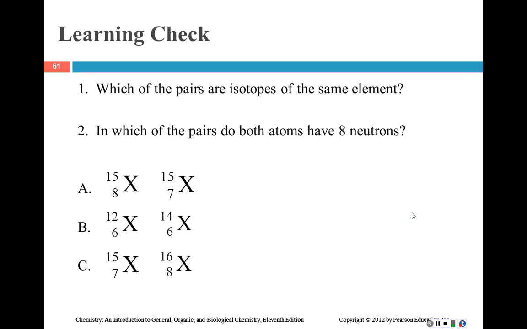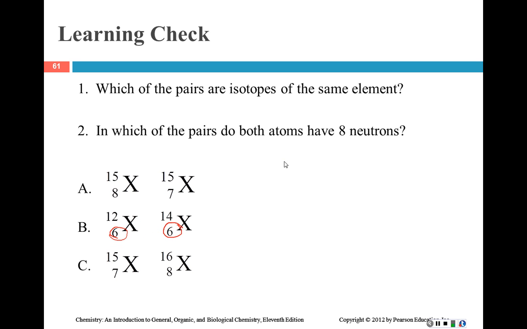Which of these pairs are isotopes of the same element? Okay, which of these pairs are the same isotopes of the same element? What's the main thing that you have to have in order for them to be the same element? I hope you're right. What is it? Well, the thing that does not change, right? They have to have the same atomic number. So those are isotopes of the same element.